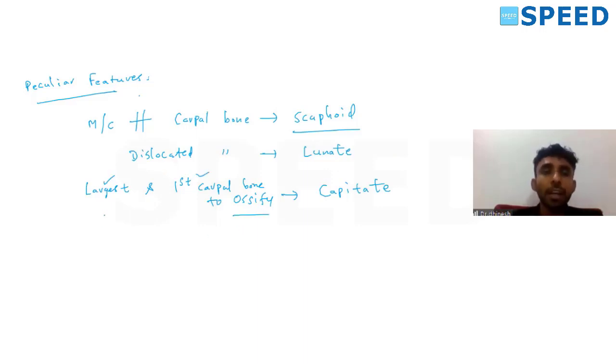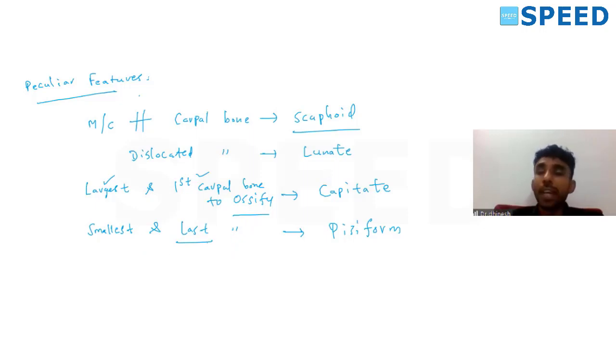And if the question is which is the smallest carpal bone? And also it is the last carpal bone to ossify. Any idea? Exactly. Pisiform. Pisiform is the smallest carpal bone as well as the last carpal bone to ossify. Fine.